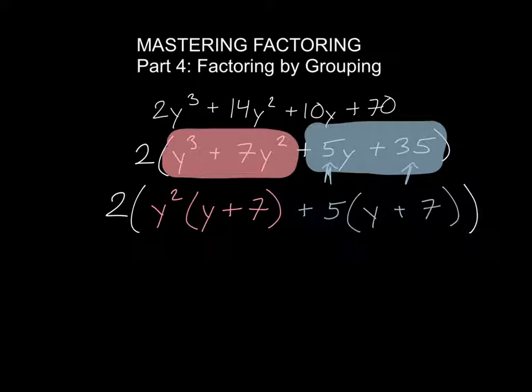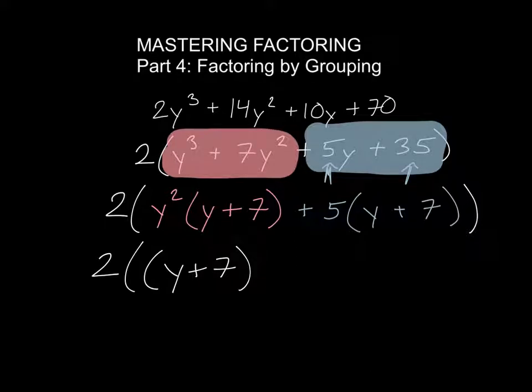So let's factor out that binomial within our large polynomial. The 2 will stay on the outside. Our new factor that we're factoring out here is this y plus 7. So I'm going to write that down next. Y plus 7. And then we're going to divide each of these terms by that y plus 7 and write down what's left here in parentheses.